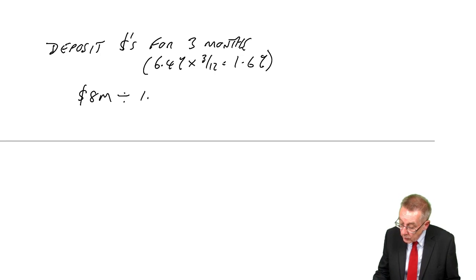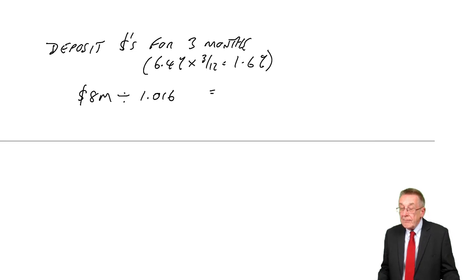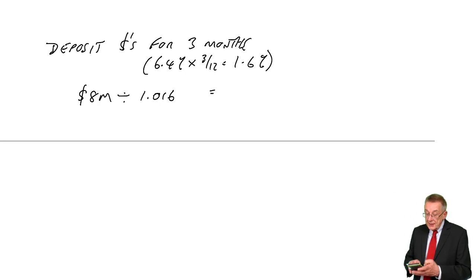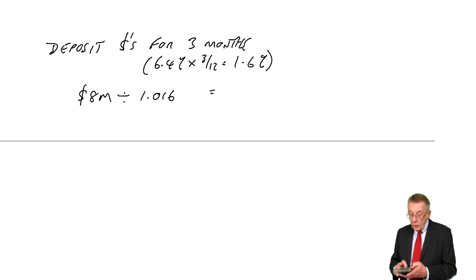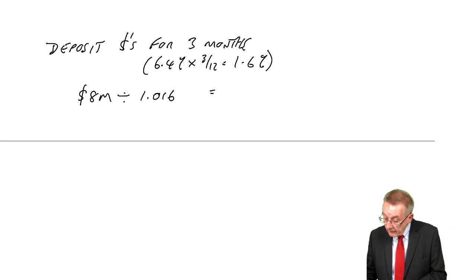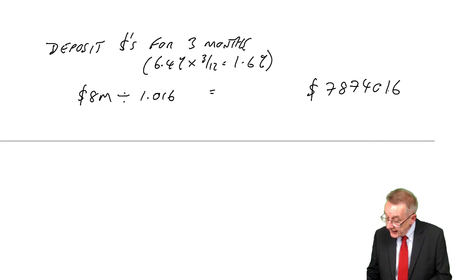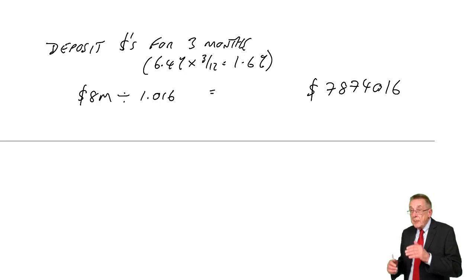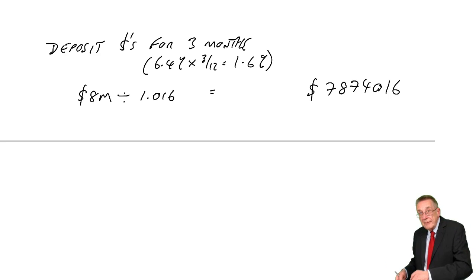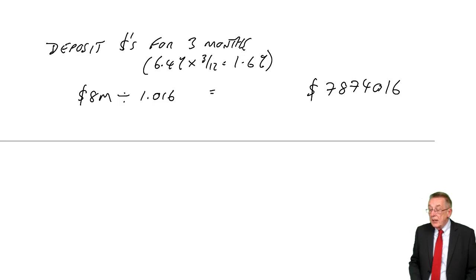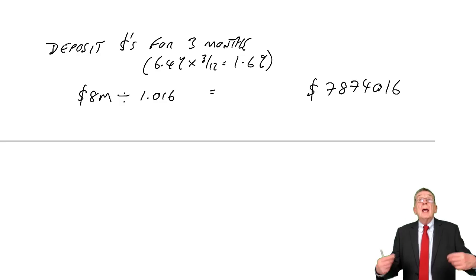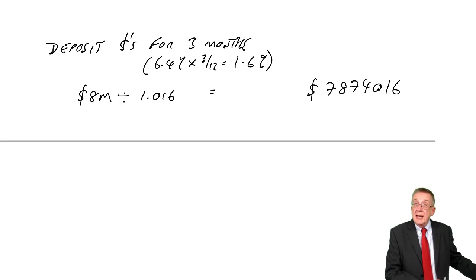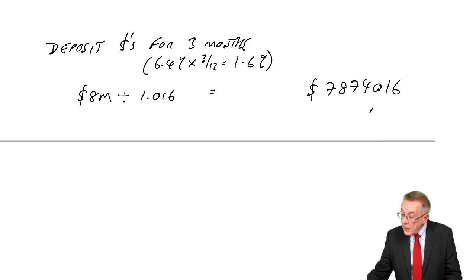So a bit like before, I divide the amount we need, 8 million, by 1.016. That gives 7,874,016. If I deposit 7.8 million now, with interest added on of 1.6%, then in 3 months' time, I'll have the 8 million that we need to pay the customer. So I'll deposit that much now.